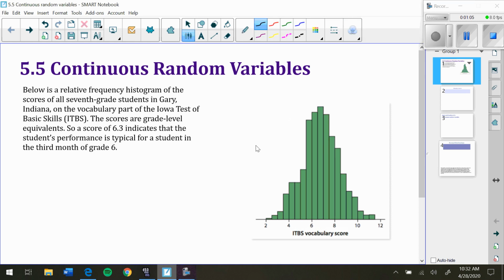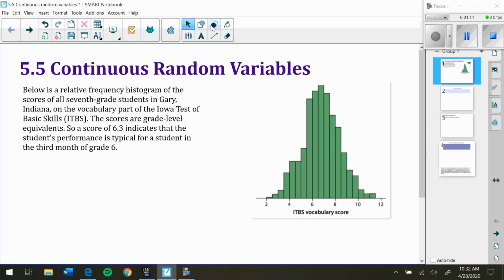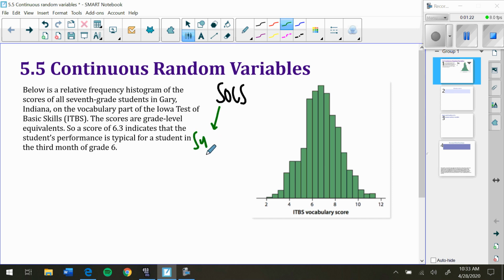Anyway, let's talk about this distribution a little bit. What do we notice about its shape? What about where's the center? How spread out is it? And are there any outliers? Remember our socks: shape, outlier, center, and spread. I would say looking at this, our shape is relatively symmetric. It has no outliers. It doesn't look like any outliers. Its center, I would say, is centered around 7.